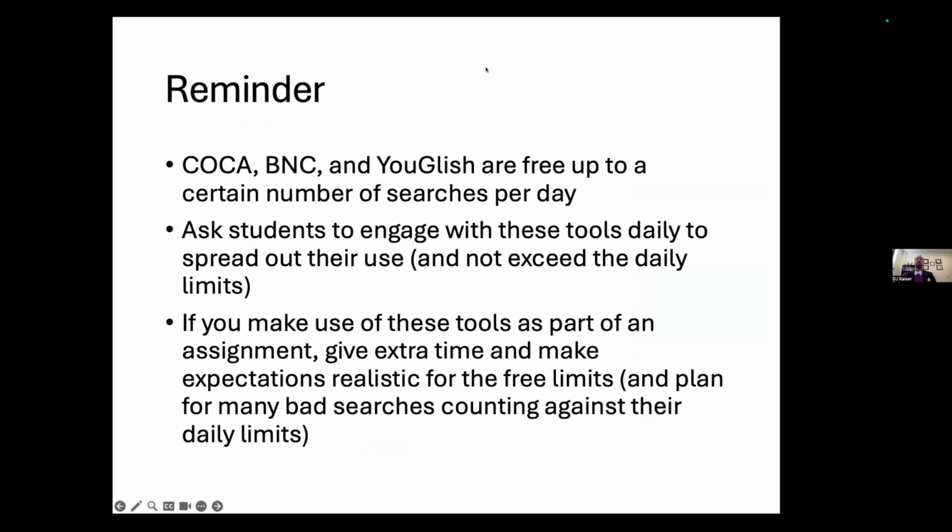Just a reminder, though, is that COCA and the BNC and Youglish. So what I like about these is that they are free. However, you're limited to a certain number of searches per day. And so you may need to ask students to engage with these tools on a daily basis so that they don't exceed the daily limits.